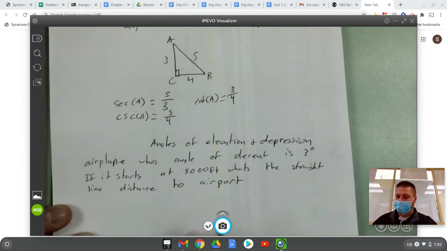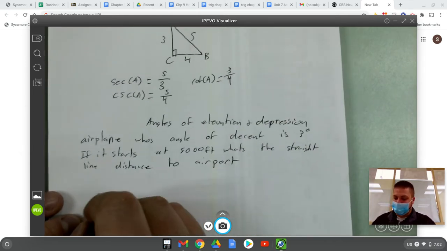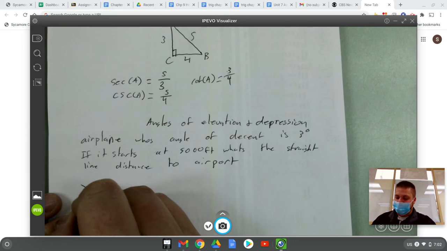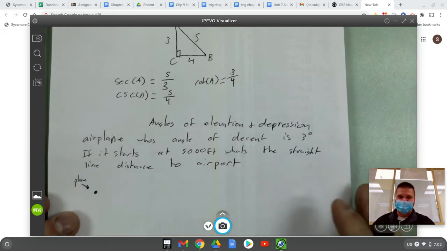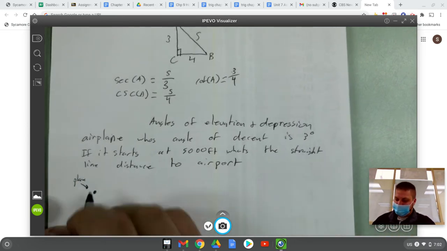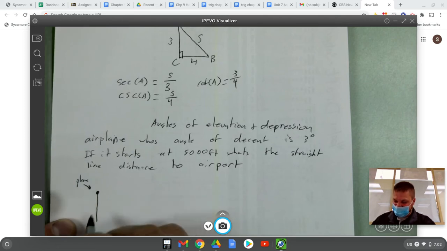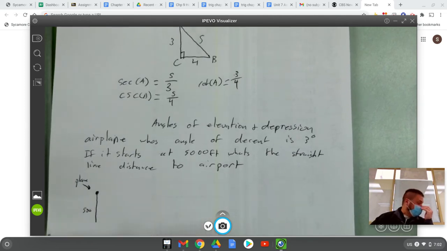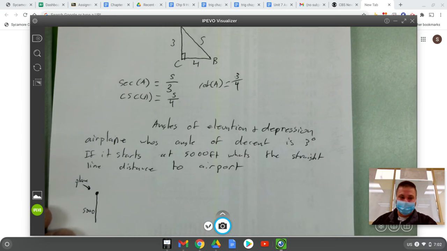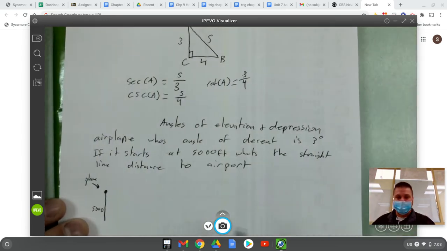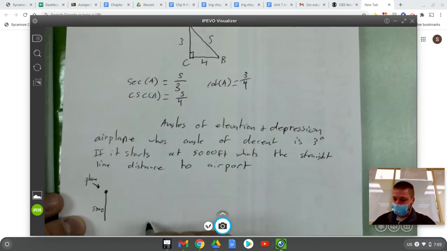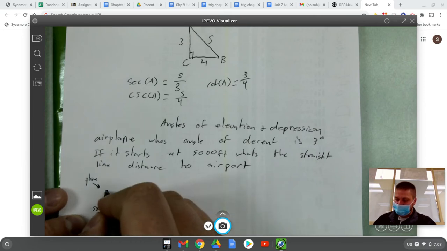First of all, I would always encourage you to draw a picture. Let's call this dot the plane. It's 5,000 feet, so straight down, it's 5,000 feet. And they want to know the distance that it is to the airport. Let's put the airport over here. This is a triangle.